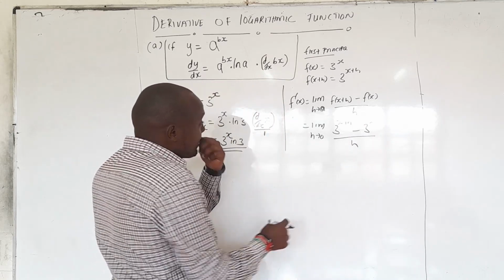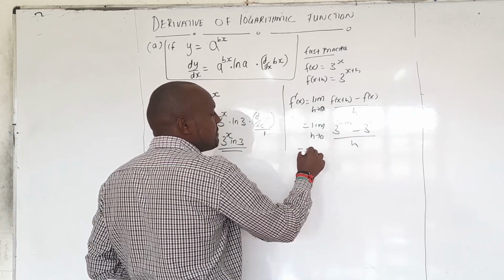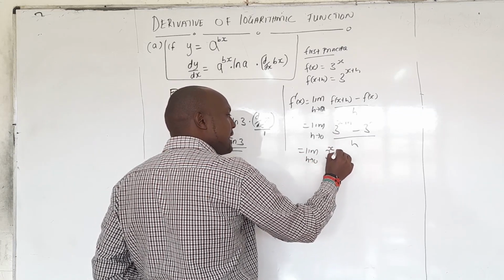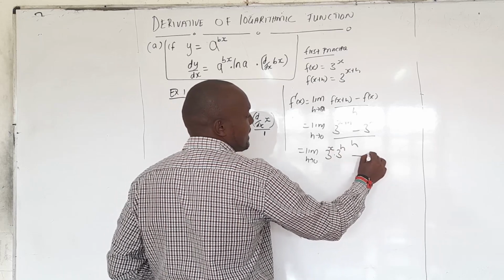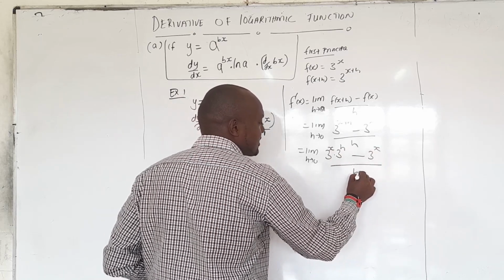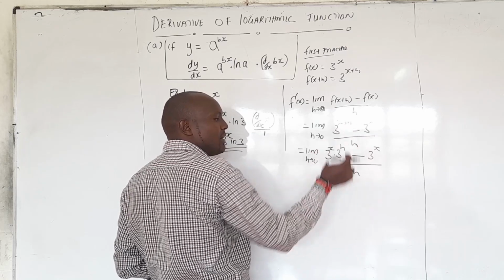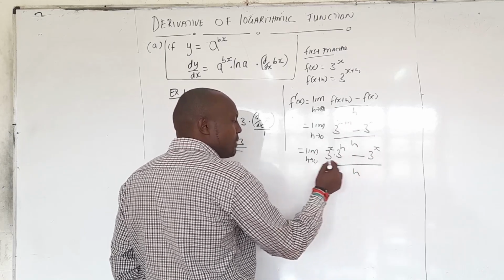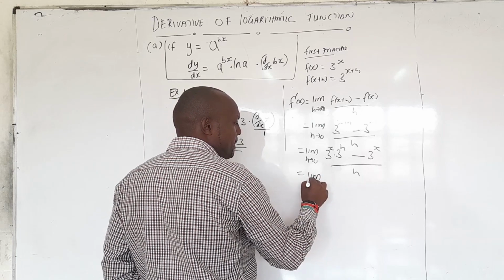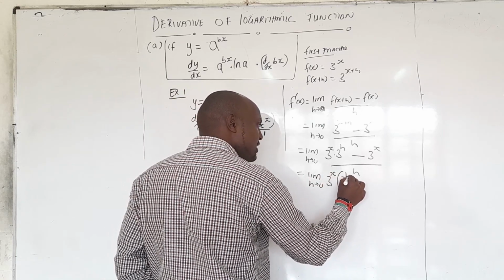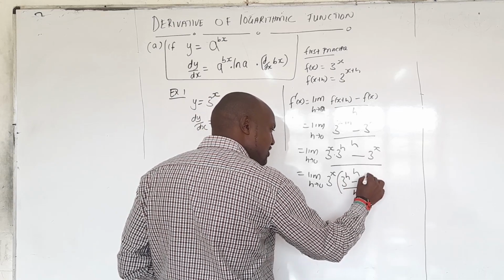And you realize that based on the law of indices, this is the same as limit as h approaches 0 of 3 to power x times 3 to power h minus 3 to power x all over h. Here I have split this one based on the law of indices. It is 3 to power x times 3 to power h. So we can factor out 3 to power x. We will have 3 to power h minus 1 all over h.